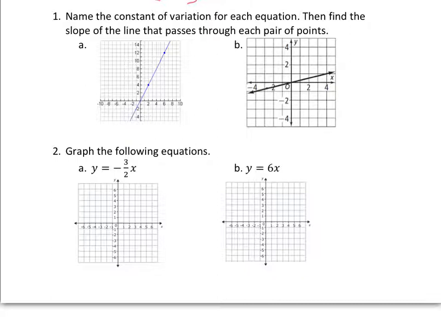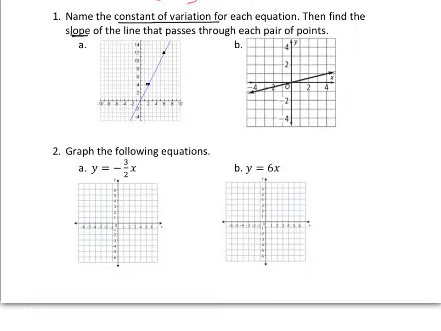So what we're going to do to start is we're going to name the constant of variation, or the slope. Constant of variation is the same as the slope, right? And find the slope of the line to pass through each pair of points. So what we need to do here is just read the graph. If you just pick any 2 points, you could pick the 2 points that are labeled for us here. All we gotta do is count the rise, count the run, and see what we've got, reduce our fraction.